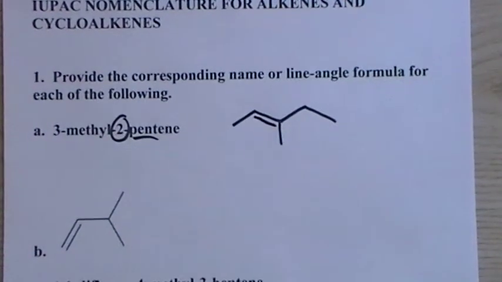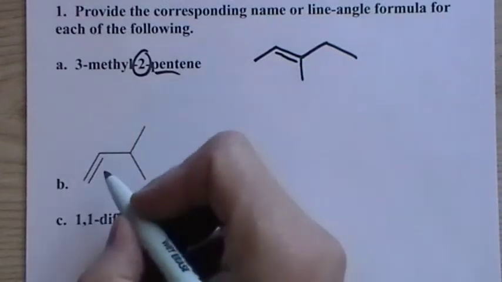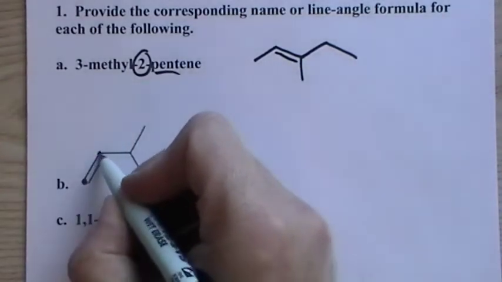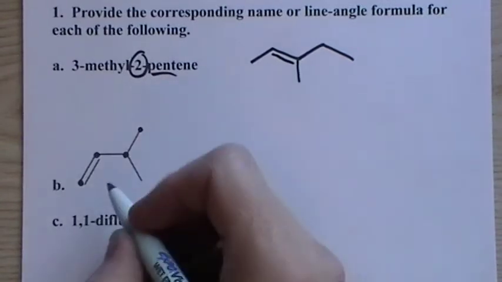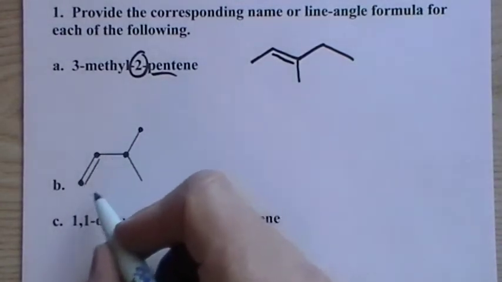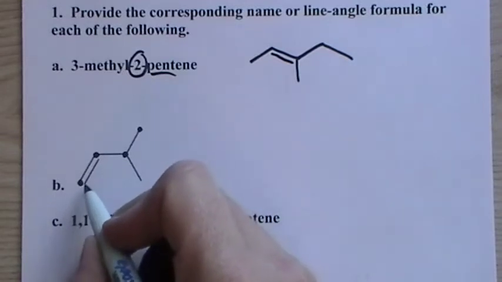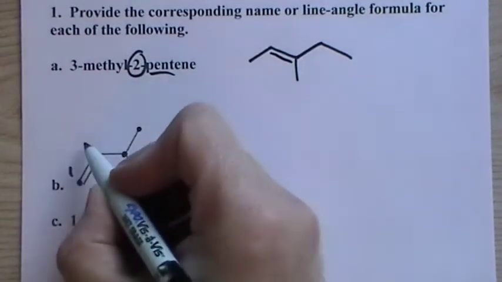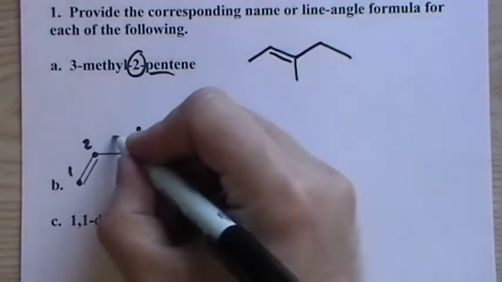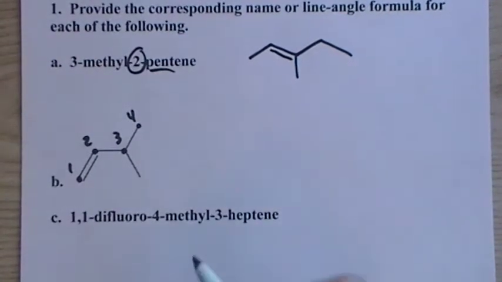So pretty easy from the name to the structure as usual. The structure to the name we have to be a little more careful. Find the parent chain first. The parent chain has to contain the double bond. So here's the double bond, and then we start numbering from the side closest to the double bond. In this case, that double bond is right at the beginning. I was going to say the end, but it's at the beginning. Like that. It is butene, or 1-butene.